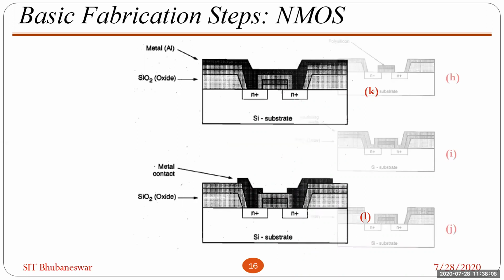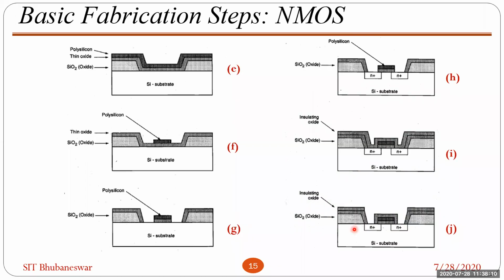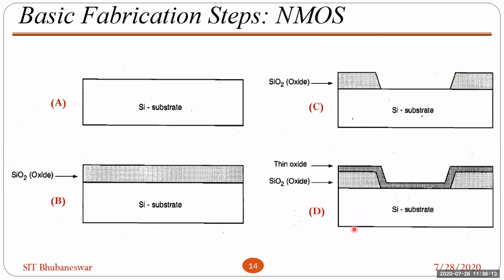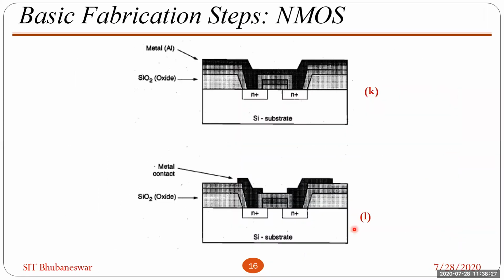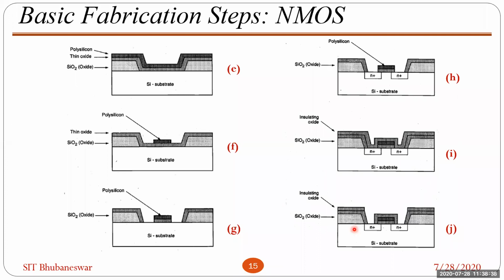Yes. Sir, in the previous slide. Yes, sir. Here in F, we are etching the polysilicon. After that, sir, next slide. Okay, here. Next one. Yeah. Yes, sir. In F, we are etching polysilicon, then we are etching the oxide.